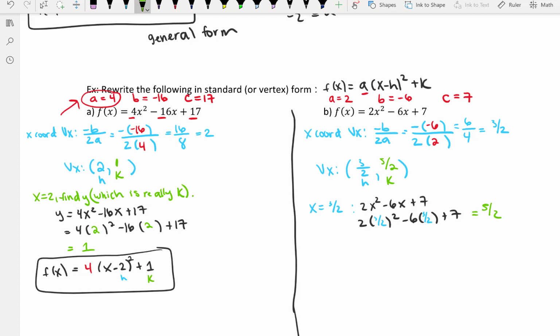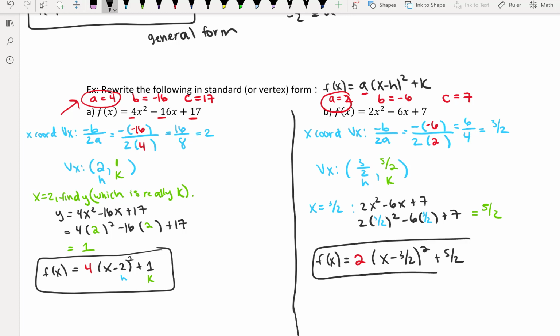Now I'm like, perfect. Now I know exactly how I'm going to write this equation. So I have f of x is equal to the a value. Remember, a was given to me. That was 2. And I have here x minus 3/2, squared, plus my 5/2. And that is how I'm going to get that final answer there.